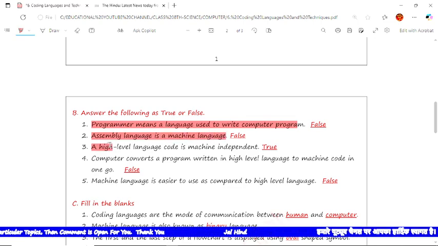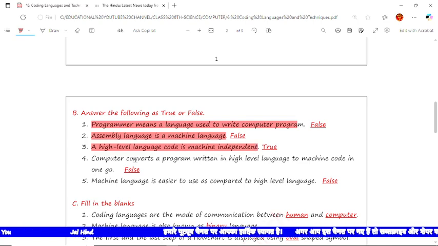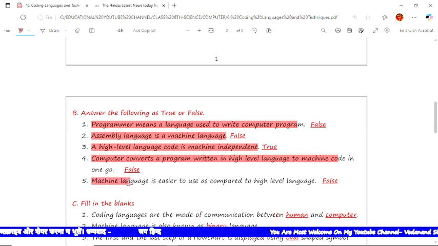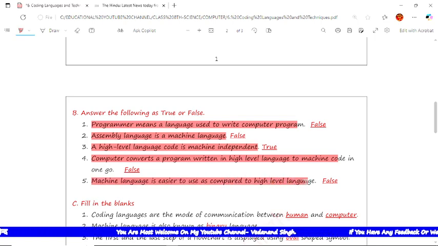The next is the high level language code is machine independent. Yes, this is true. The next is the computer converts a program written in a high level language to machine code in one go. No, this is false. Now the next is machine language is easier to use as compared to high level language. No, false. This is because machine language cannot be understood by human beings directly.